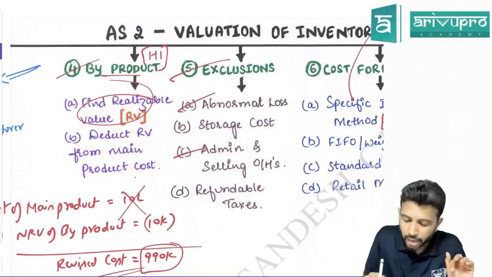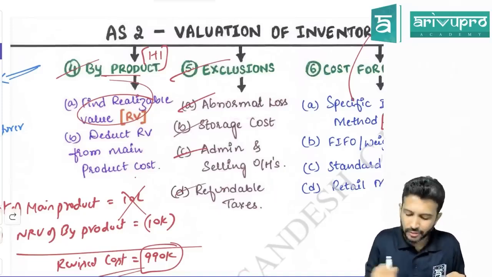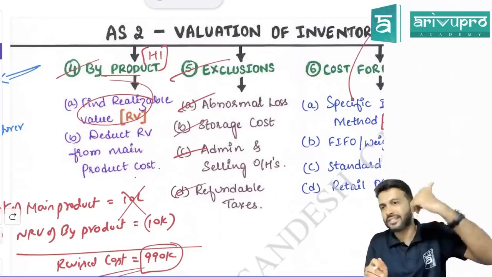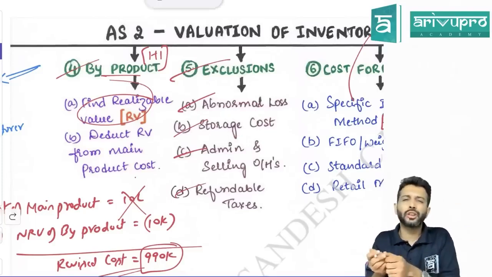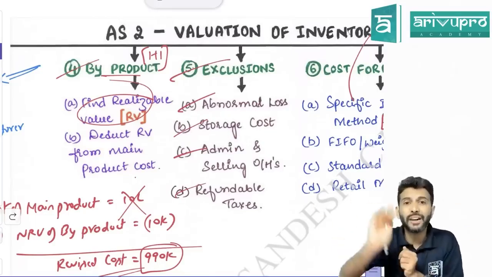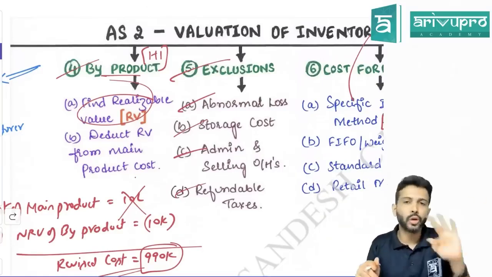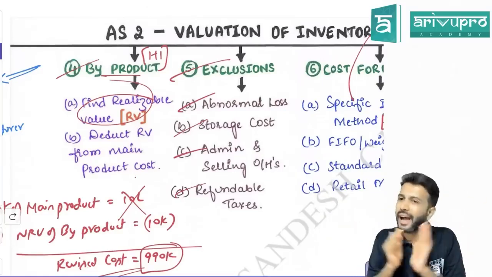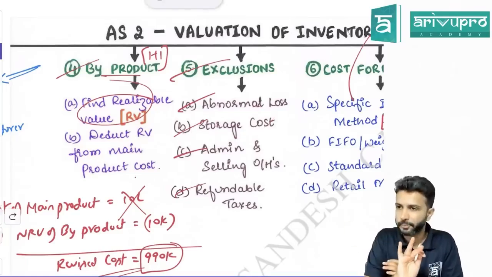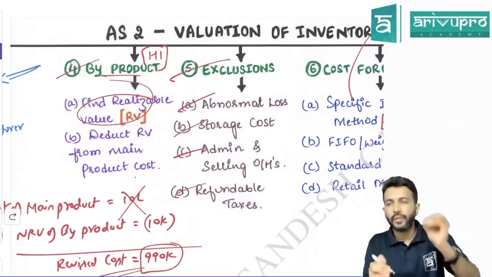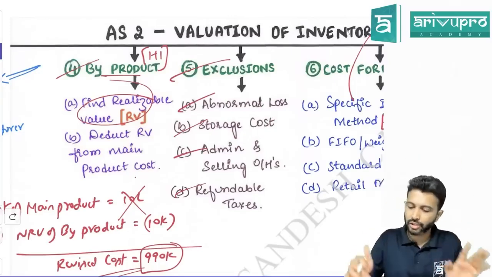Now coming back, abnormal losses cannot be added to the cost of inventory. Then storage cost and refundable tax, I've already said: non-refundable tax, yes; refundable tax cannot be added. Storage cost of finished goods you exclude, because you store finished goods after they have reached sellable condition. Storage cost of raw material, however, can be added. So if they just mention storage cost, always exclude it, because we assume it is related to finished goods. That is your exclusion.